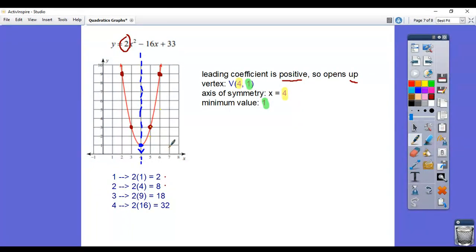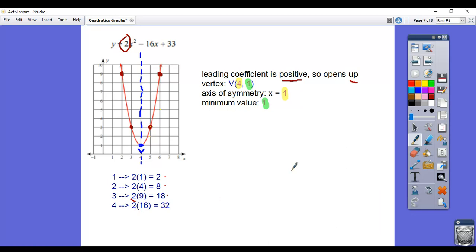If we were to move over 3 units, instead of moving up 9, we would have to move up 2 times 9, which is 18. Okay? So whatever number is your leading coefficient, that's the number by which you multiply to get your vertical distance.